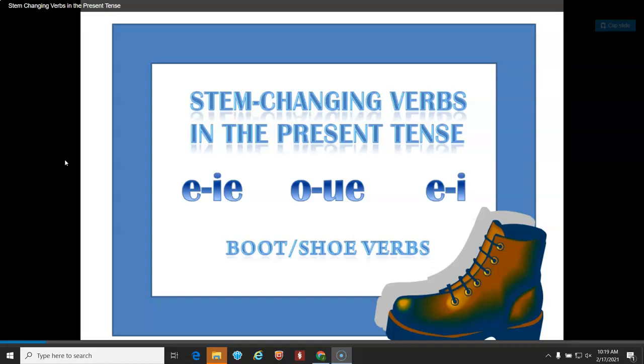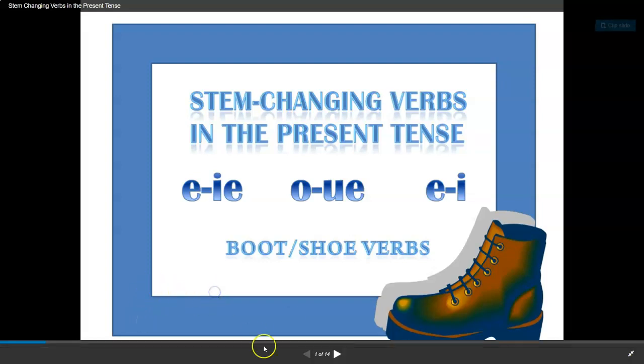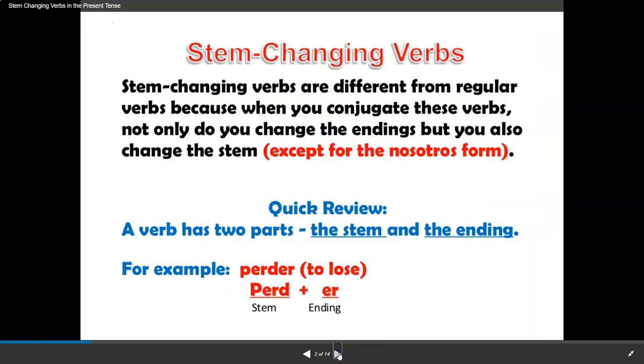We call these verbs the boot or shoe verbs. Stem changing verbs are different from regular verbs because when you conjugate these verbs, not only do you change the endings, but you also change the stem, except for the nosotros form. Let's do a quick review. A verb has two parts, the stem, which is the beginning, and the ending.